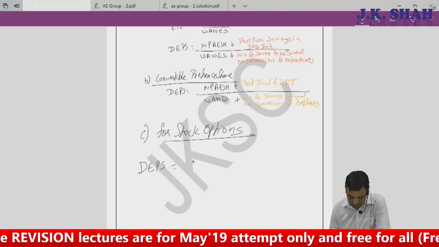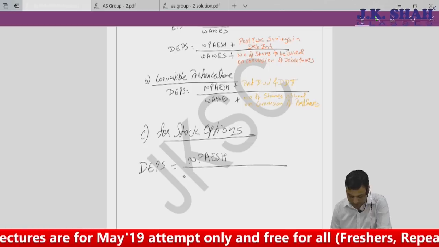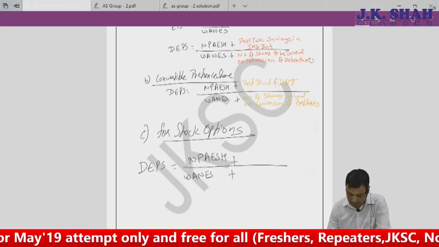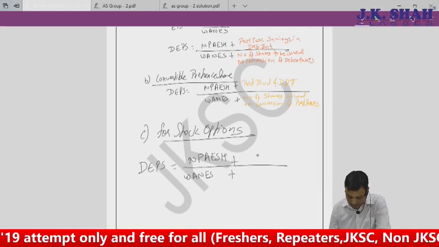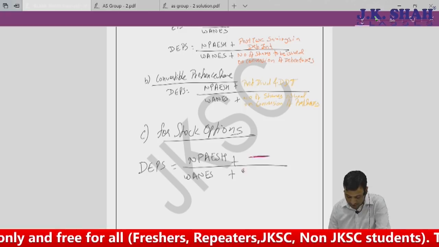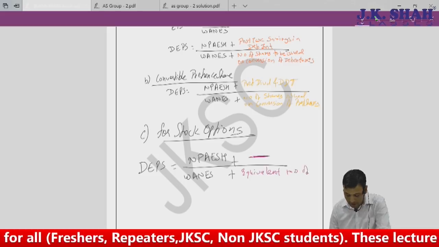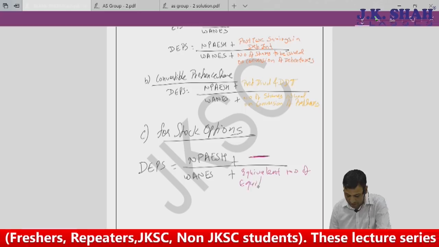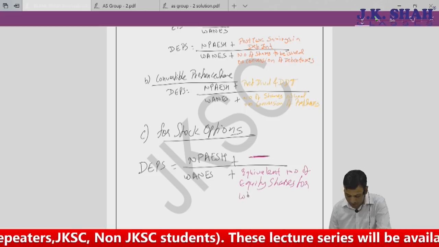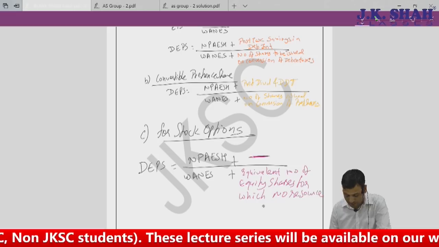So can I say in case of stock options, very simple, the DEPS, that is diluted earning per share, is equal to net profit attributable to equity shareholder, that is there, divided by weighted average number of equity shares, plus nothing will come here, nothing, and equivalent number of equity shares for which no resource received.